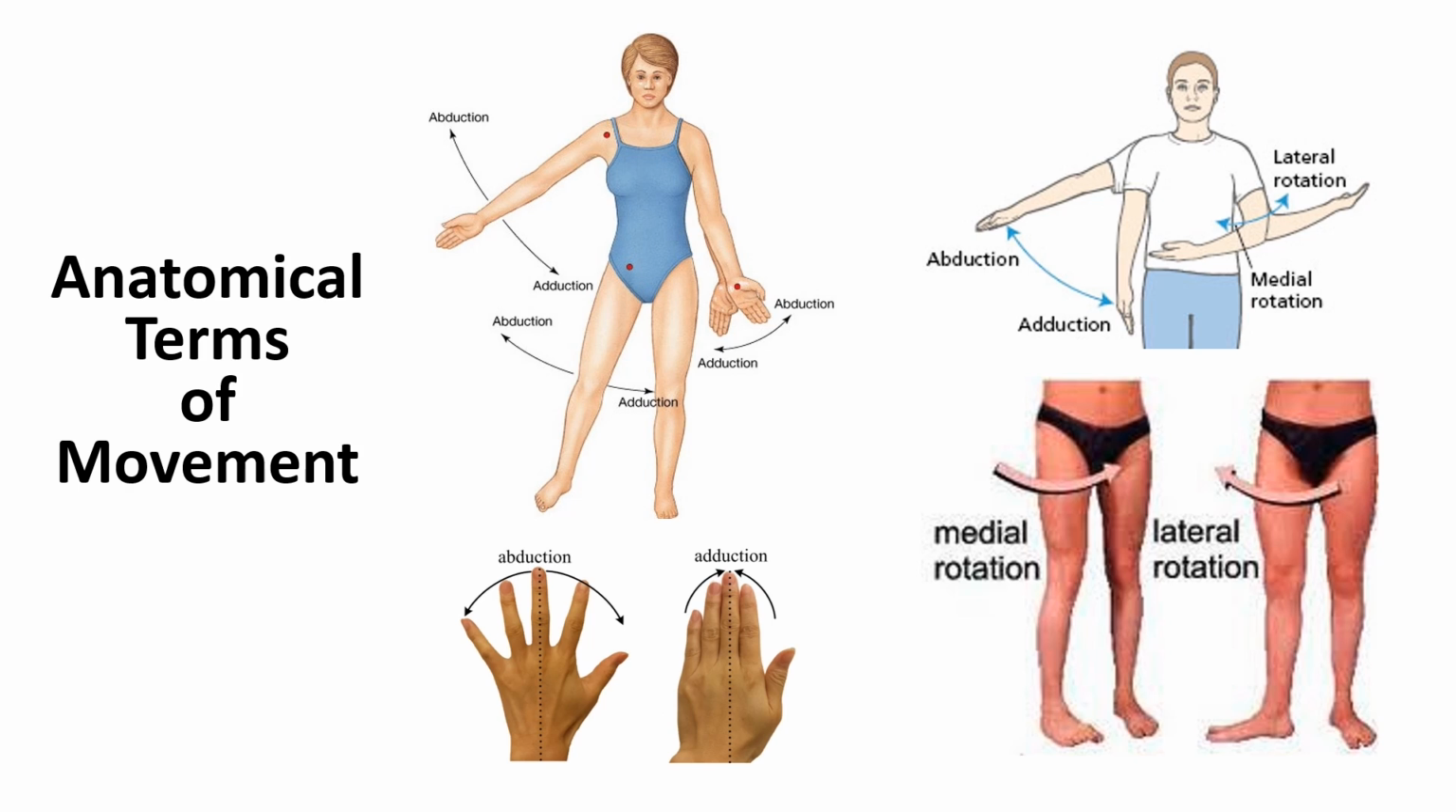Anatomical terms of movement. Abduction, adduction, and rotation. Abduction and adduction occur within the coronal plane and involve medial lateral motions of the limbs, fingers, toes, or thumb. Abduction moves the limb laterally away from the body's midline, while adduction is the opposite movement that brings the limb towards the body or across the midline.